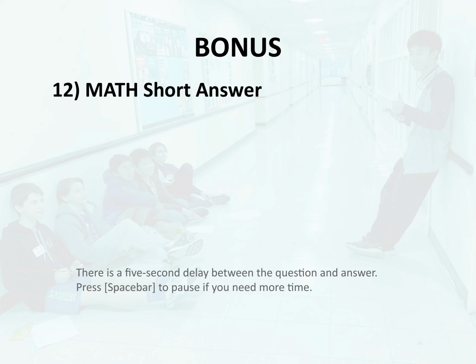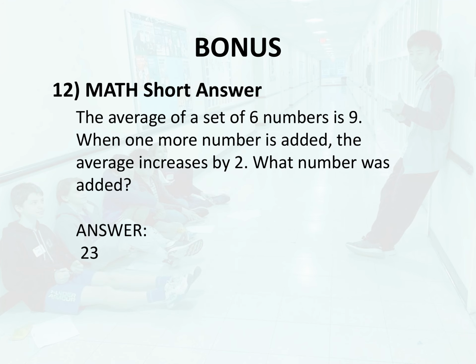Bonus 12. Math. Short answer. The average of a set of 6 numbers is 9. When one more number is added, the average increases by 2. What number was added? Answer: 23.